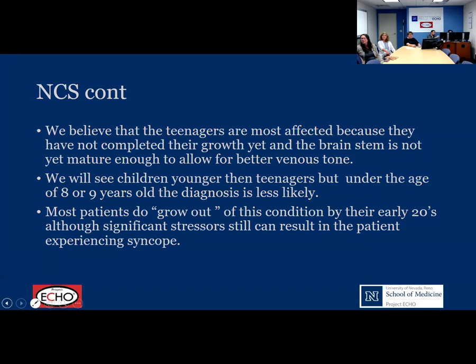I will see children younger than teenagers. When they're under 8 or 9 years old, the history has to be very, very clear that that's what's going on. And most patients do grow out of this. I now tell families that they grow out of it in their 20s, but a significant stressor can result in someone still passing out.